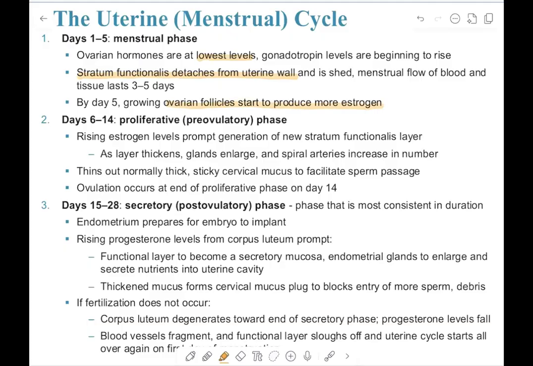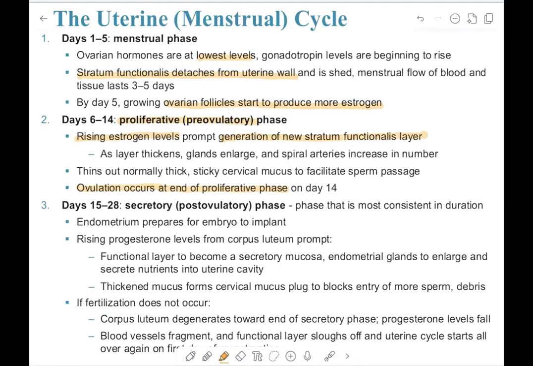For the second time period, we have the proliferative, or again pre-ovulatory, phase. Those estrogens continue to rise, and they prompt the generation of a new stratum functionalis layer, in case there's eventual implantation and pregnancy. As the layers thicken, the glands enlarge and spiral arteries increase in number. Ovulation then occurs at the end of the proliferative phase.